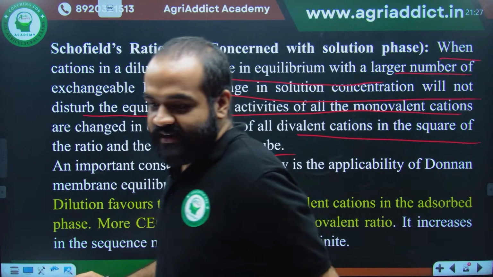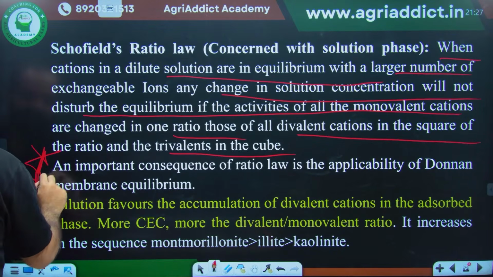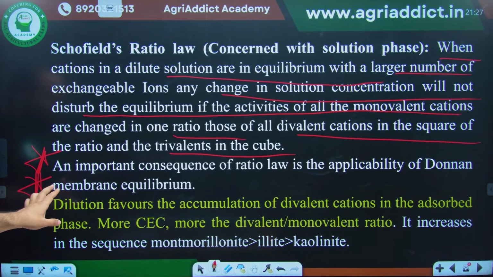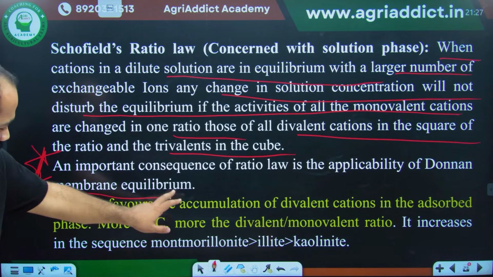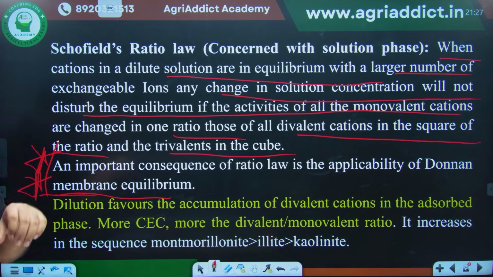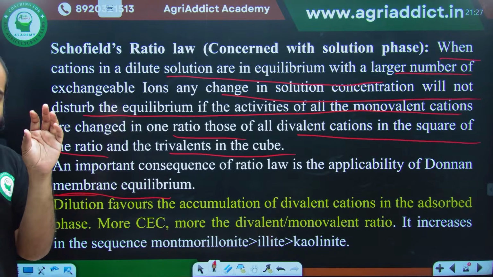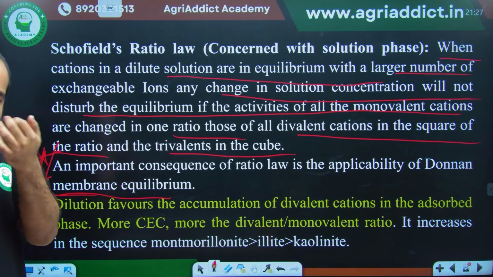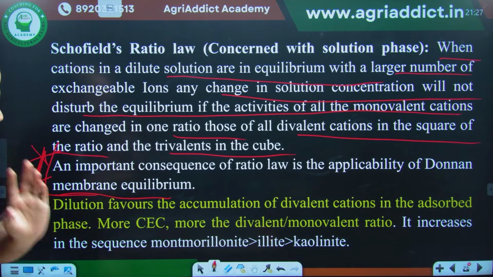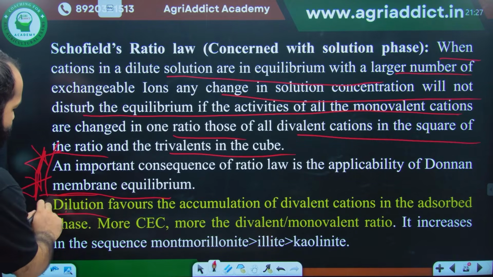This statement here is extremely important. Please read this statement very wisely. An important consequence of Schofield's ratio law is the applicability of Donnan membrane equilibrium, right? So Donnan membrane and Schofield's ratio law are related. Please take out old ISSS and read both the portions. It is very easy. If you face any doubt, you can ask me anytime in the comments of this video after this session ends, and I will definitely reply, don't worry. And this line is also a line of question.